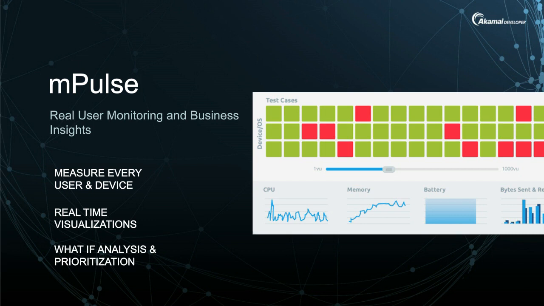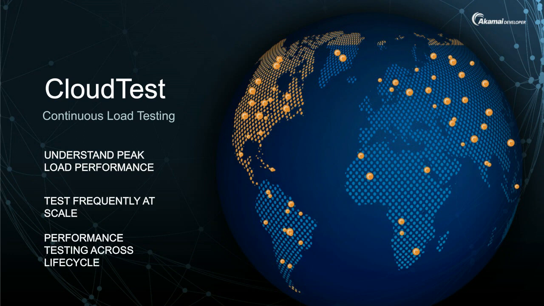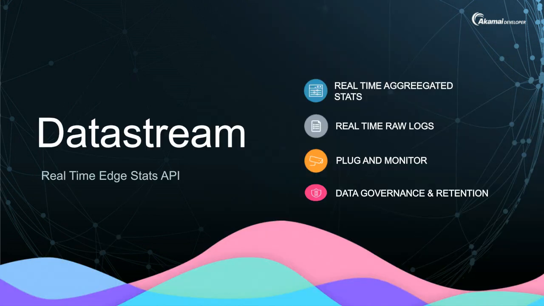Cloud Test is our effort to enable users to do continuous integration within their load balancing solutions. So Cloud Test helps you understand peak load performance a lot earlier in your CI/CD lifecycles. And then another solution that we are coming up with at Edge, again in about a month now, is Data Stream. This will go beta at Edge, and essentially this will enable you to get a lot of real-time insights and aggregated stats from your edge data.